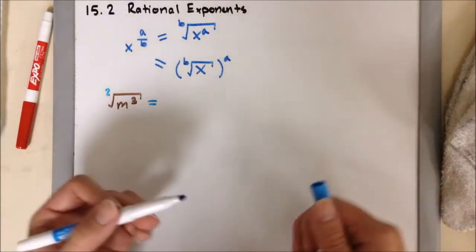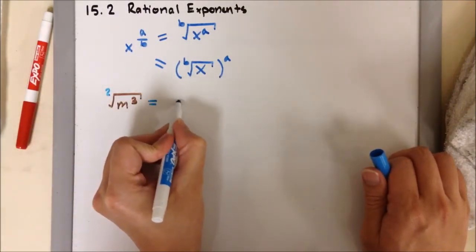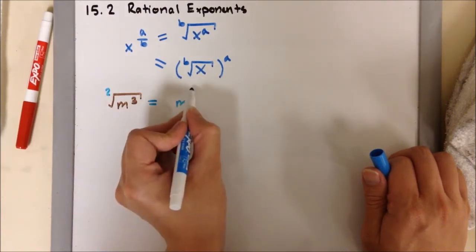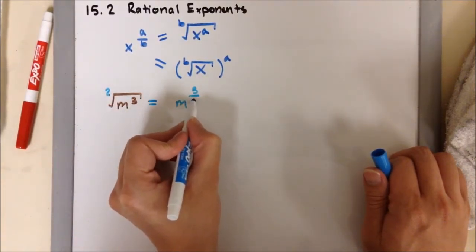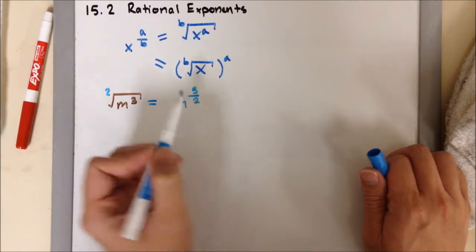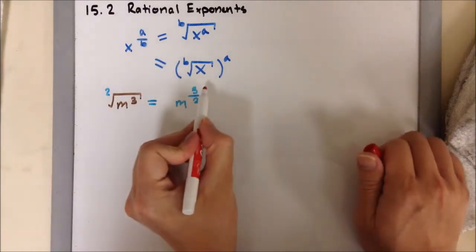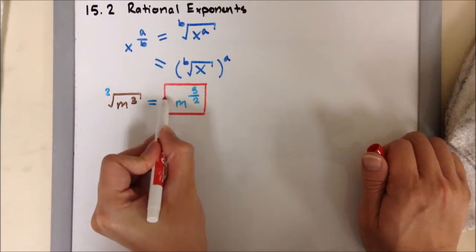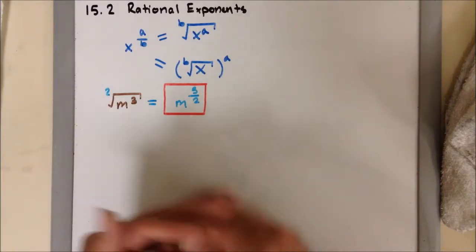If you were to rewrite it in rational exponent form, meaning this form on the left, first I'm going to write my m. Then what's my a, the exponent inside? That will be my numerator. What's my b, which is the index on the radical? That's my denominator. So my answer is going to be m to the power of 3 over 2. That would be my rational exponent form, and that would be my final answer. That's all you have to do. Just make sure you follow the format so that you don't mix up your exponents.